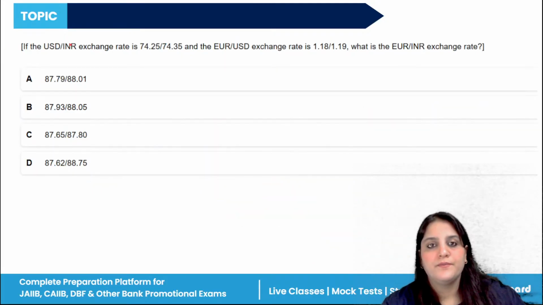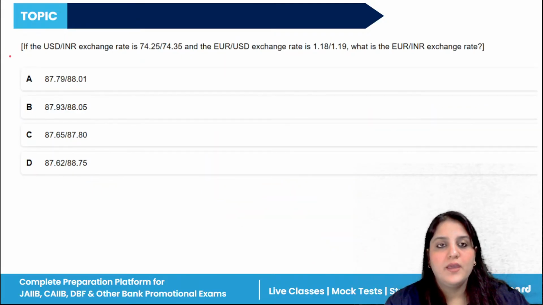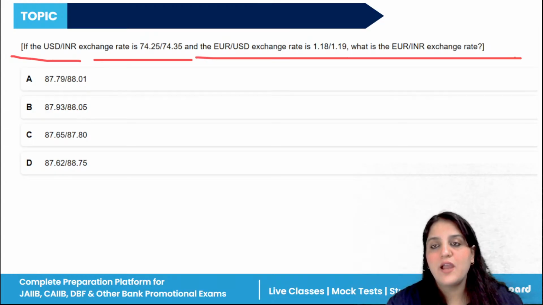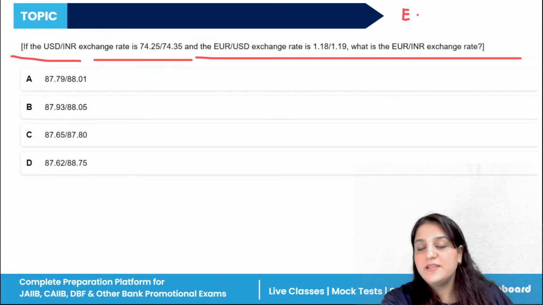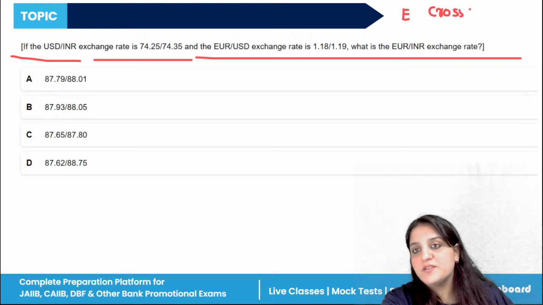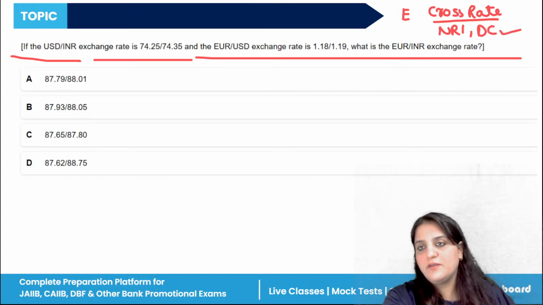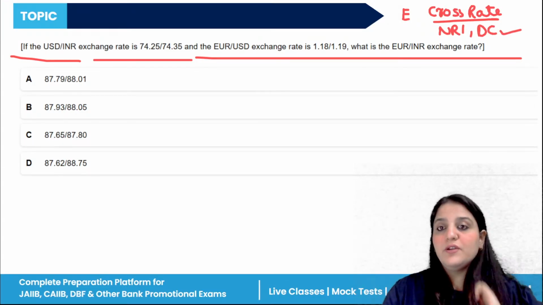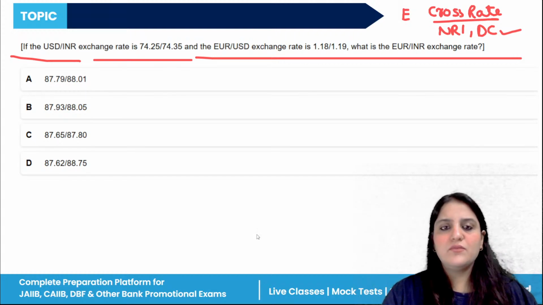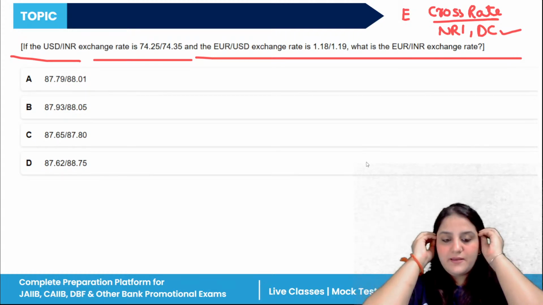Clear? Okay. If the US dollar INR exchange rate is given, how do we calculate the Euro INR rate? So in Module A, basically, cross rate questions are important. Then some case studies related to NRI and DC are important. Apart from this, in Module A, there are not that many numerical questions.